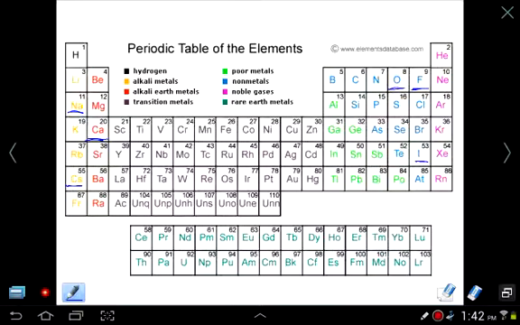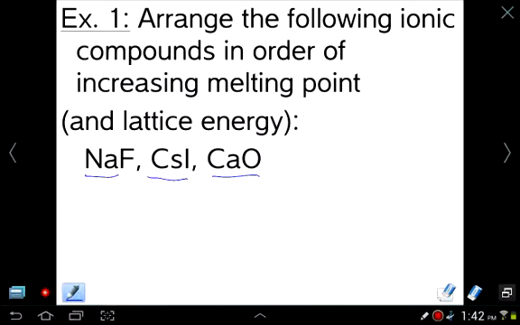So first of all, if you take a look at oxide and calcium, remember calcium has a +2 charge, oxide a -2. So right away we have a +2 -2. And we said charge is a much more important factor. So right away calcium oxide will be last in our case. We'll have the highest lattice energy and highest melting point. So calcium oxide is out here. The question is now between sodium fluoride and cesium iodide.